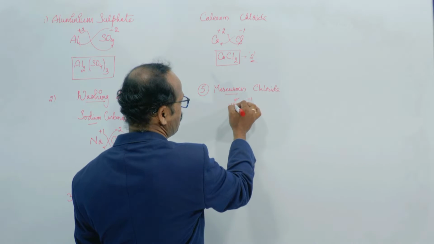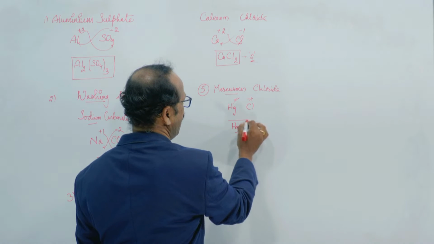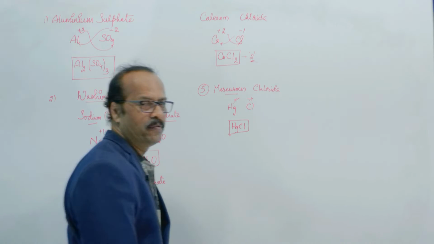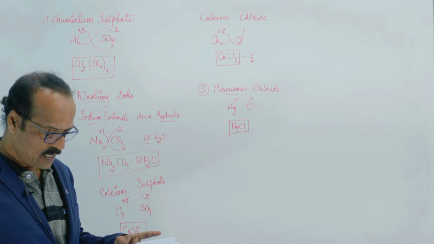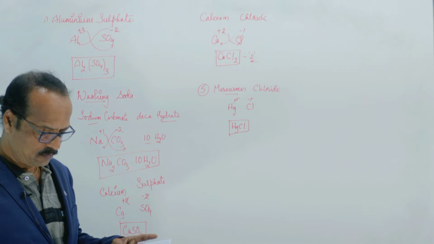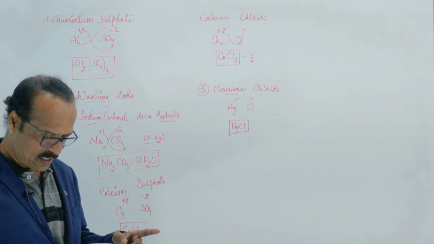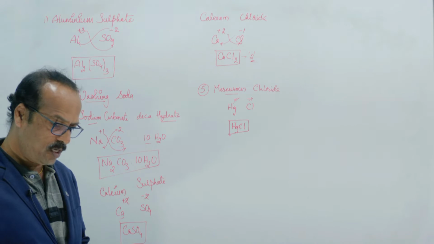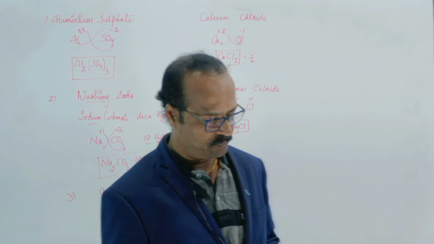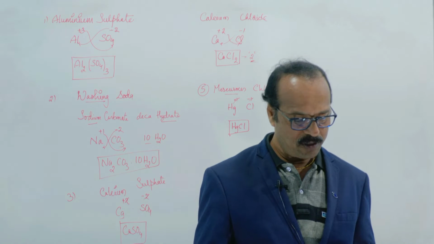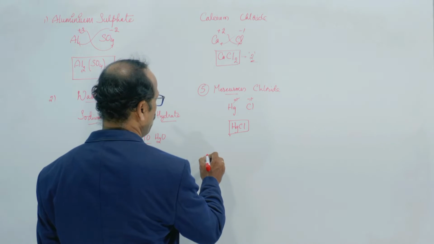So if the number is same, cancel. So what's the formula? HgCl. That's all. This is the formula of mercurous chloride. Clear? Mercurous chloride is HgCl. Or Hg2Cl2, to get cancelled we can write HgCl, no problem. Right. Then come to NaCl, what is it? This is very simple. NaCl is what?